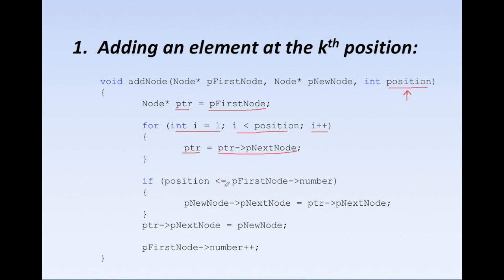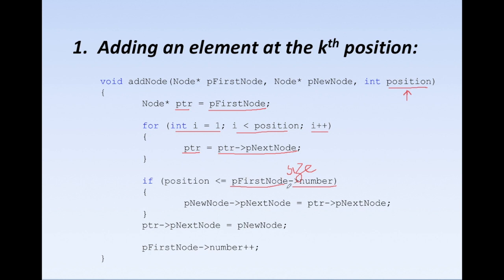If position is less than or equal to P first node dot number, which means, what's P first node dot number? It's the size. So this is where the size of your linked list is stored. Okay, so if position is less than the size, then P new node dot P next node is equal to pointer dot P next node. So what does this mean? It's less than or equal, which means it's within the list, it's not a new item at the end.